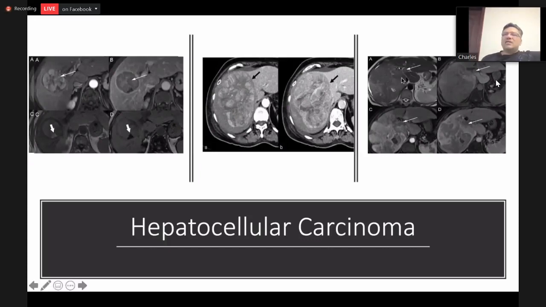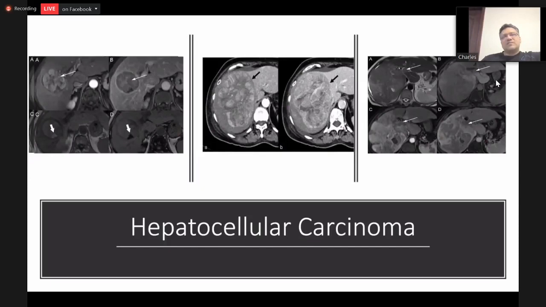And in diffuse infiltrating lesions like this, you see that the portal vein is infiltrated with the tumor thrombus. And here there's a tumor thrombus. In the arterial phase, you can see that the thrombus is enhancing. And in the venous phase, there's a washout. So with diffuse infiltrating lesions, if you see a thrombus that is continuous with the lesion, then that's likely to be a tumor thrombus and likely to be hepatocellular carcinoma.